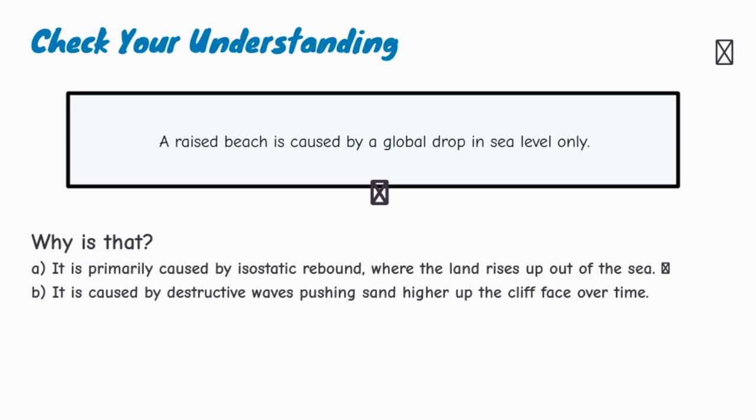Both can affect the position of the coastline, but raised beaches in places such as parts of Scotland are strongly linked to isostatic recovery after the last ice age. So remember, raised beaches are emergent landforms. They form when land rises relative to the sea, leaving old coastal features above the current shoreline.